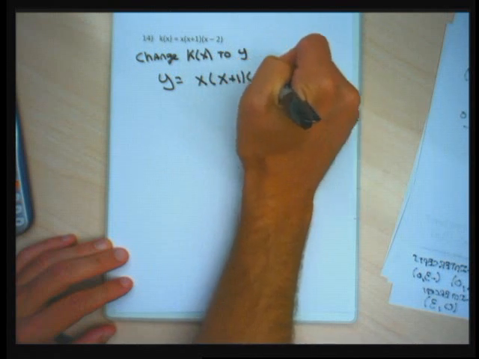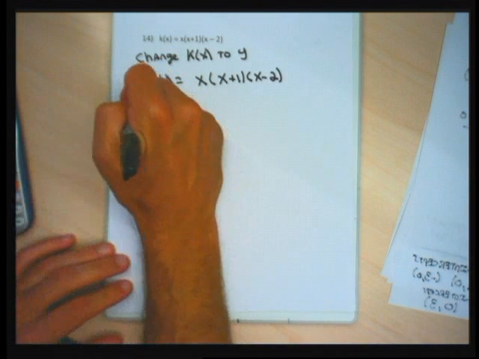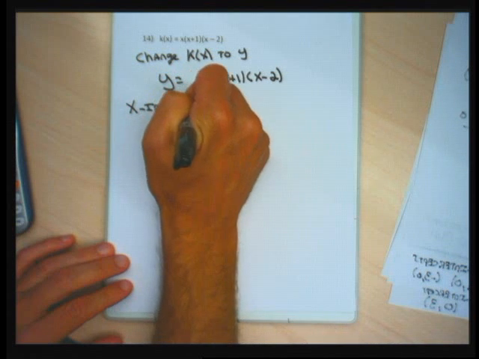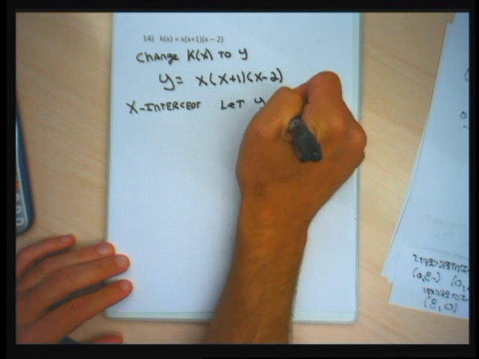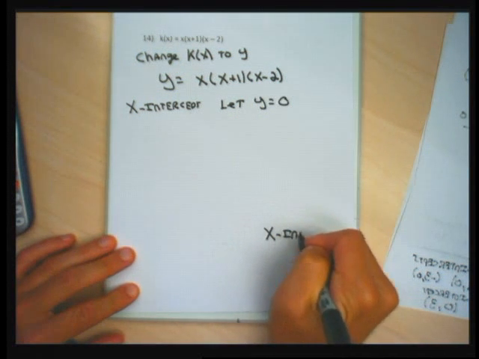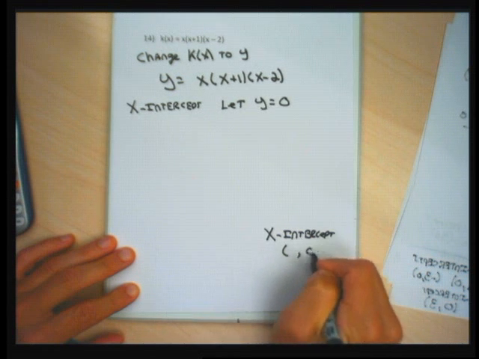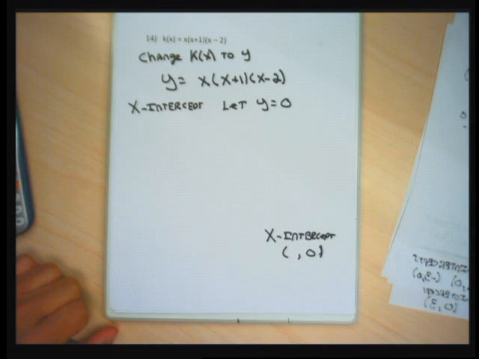So just like I did for every problem in this section, I get rid of the function notation and change it to a y. And then for the x-intercept, I'm going to let y be 0. So when I go to write my answer, in each x-intercept, however many there are, there's going to be a 0 in my y-coordinates.